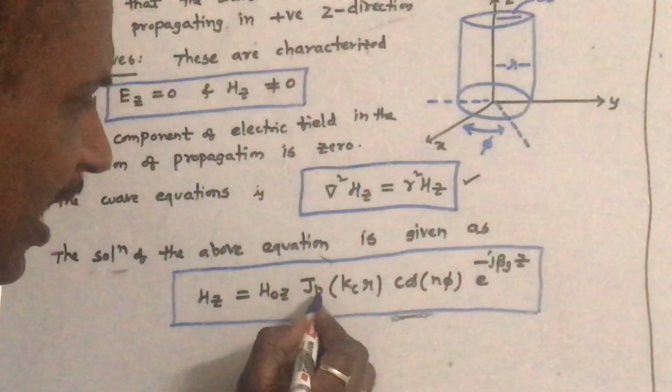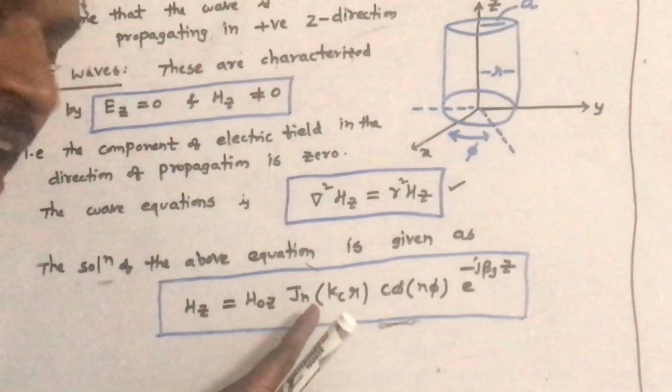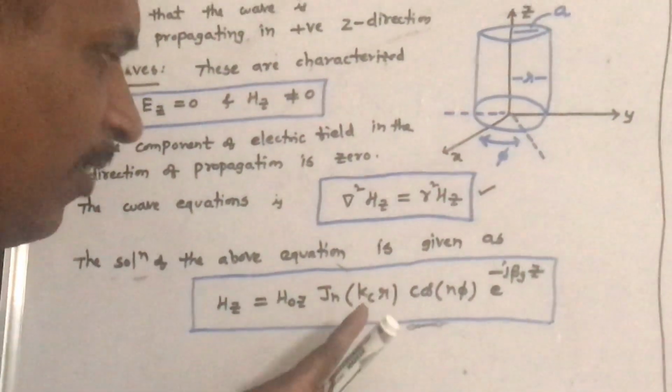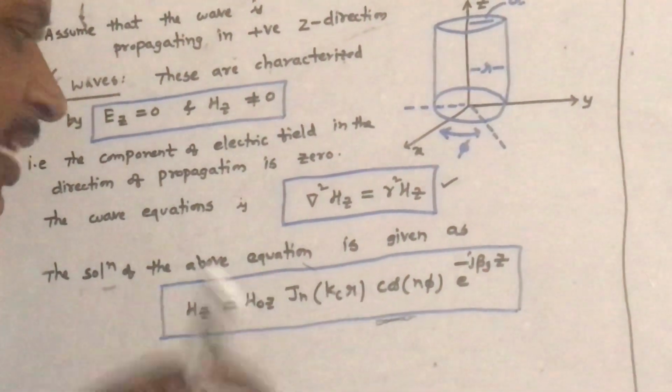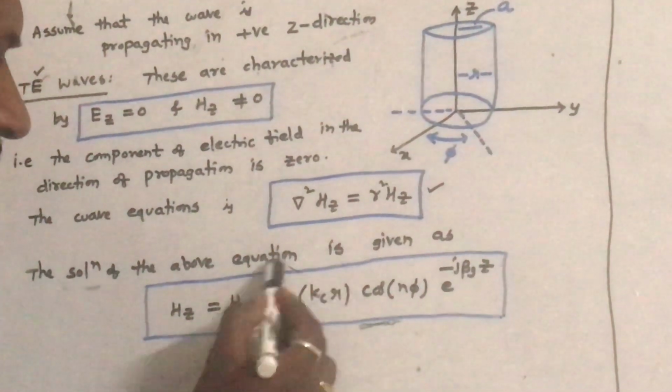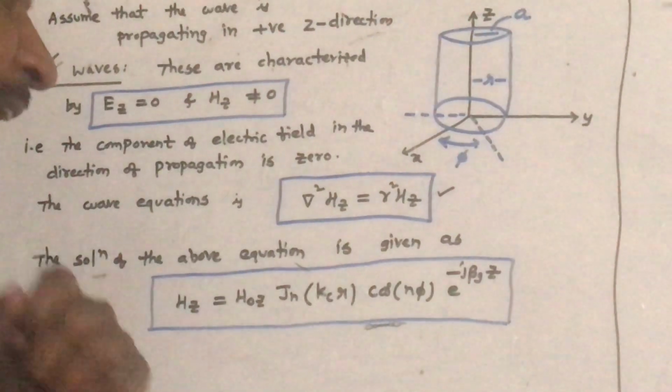Where Jn of Kc R represents the nth order Bessel's function of first kind, which represents standing waves of cos of Kc into R for R less than A. So I have defined this Jn of Kc into R, which represents the nth order Bessel's function of first kind.